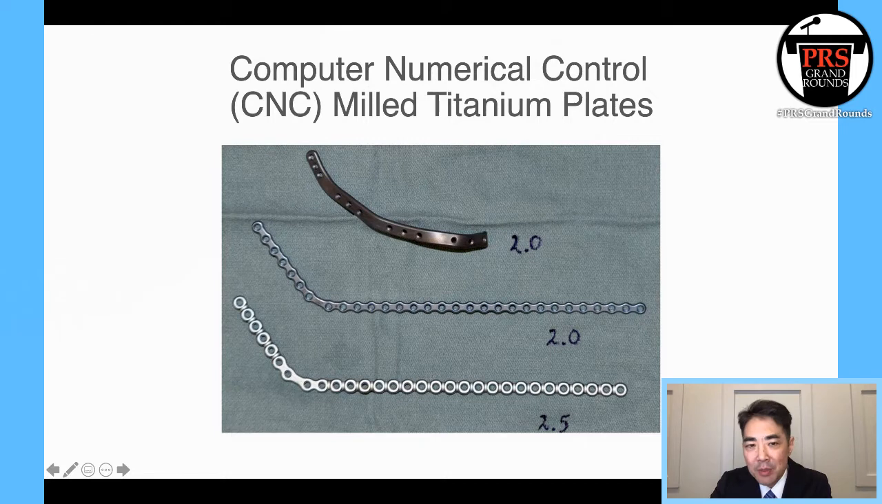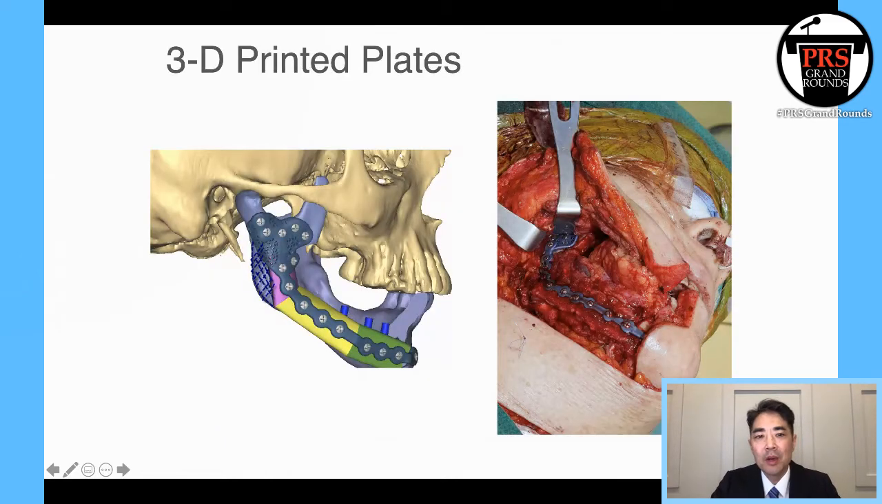Now, these aren't 3D printed plates. They are milled plates, so that means that they're shaved down from a solid block of titanium under computer control. These were the first types of plates available to us, and now we do have 3D printed plates. This is a different technology. This is indeed like the creation of the models, printed layer by layer, so they're fused particles of titanium.